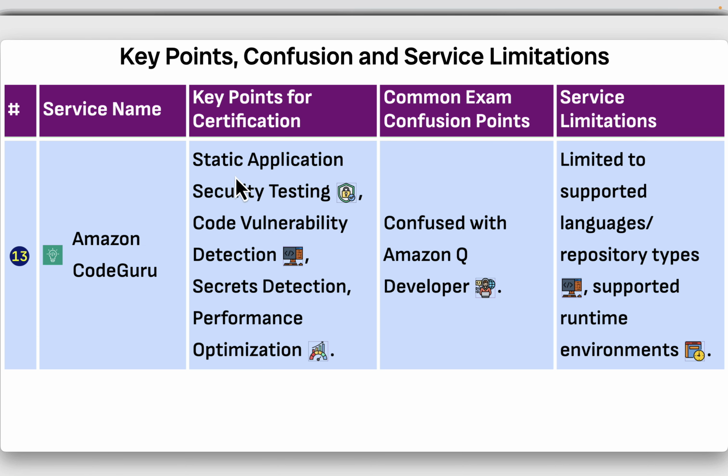Next, Amazon CodeGuru. Key points for certification are static application security testing, code vulnerability detection, secrets detection, and performance optimization. Exam confusion points: it can be confused with Amazon Q Developer. Service limitations: limited to supported languages, repository types, basically where you keep your code, and supported runtime environments.